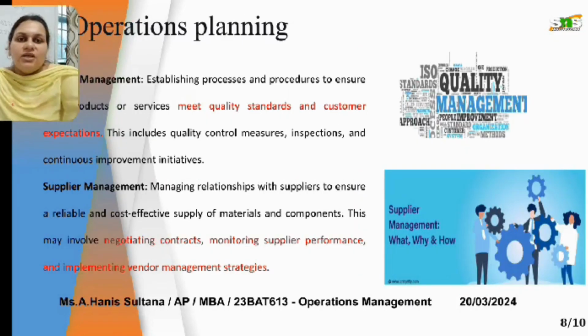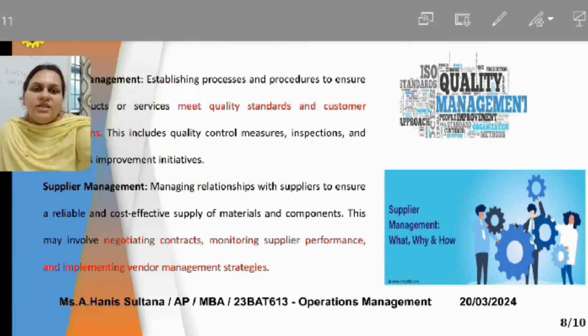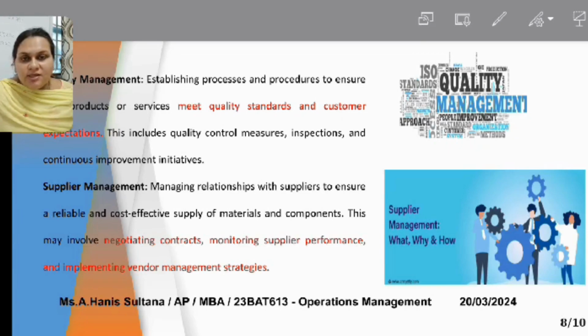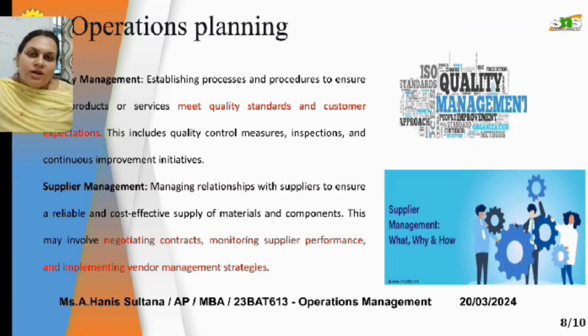And next we have quality management, establishing the processes and procedures to ensure the quality of products or services. Here we focus on quality standards, that is ISI standards. If you are going for any food products, consumer products, or durable products, we check the ISI number, whether it is standardized for use. This is based on meeting the quality standards and customer expectations as well.